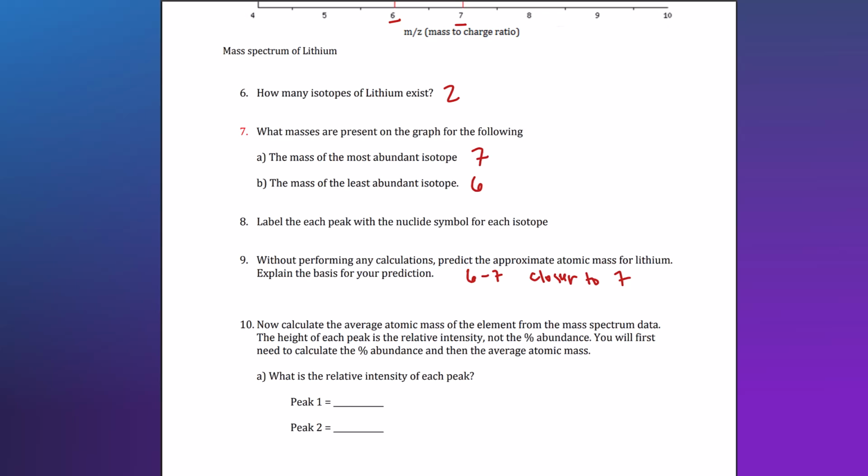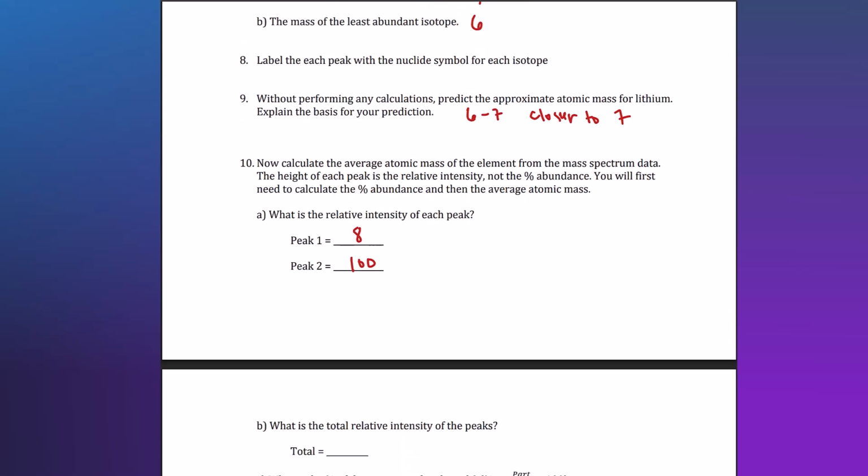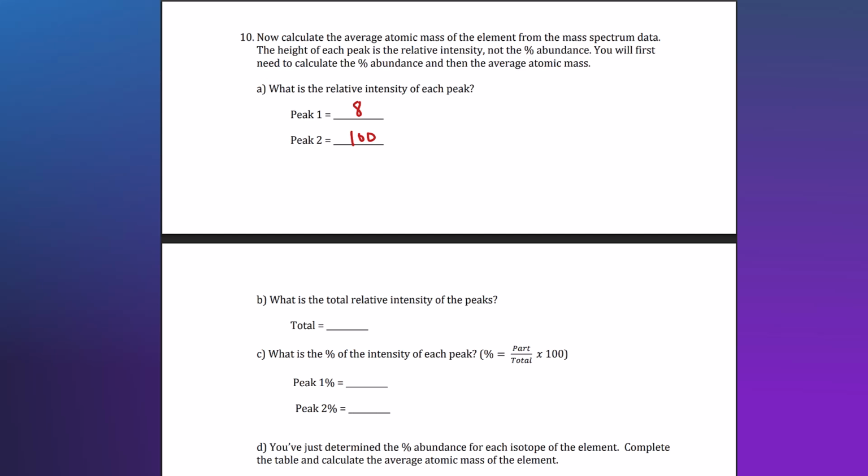So the relative intensity of each peak. Peak 1, I'm going to say, is the short peak, and the relative intensity is going to be 8. And peak 2, the relative intensity is 100. Now we're going to take those numbers and add them all up. So the total is going to be 108, and that's what we're going to use to calculate the percent of the intensity.